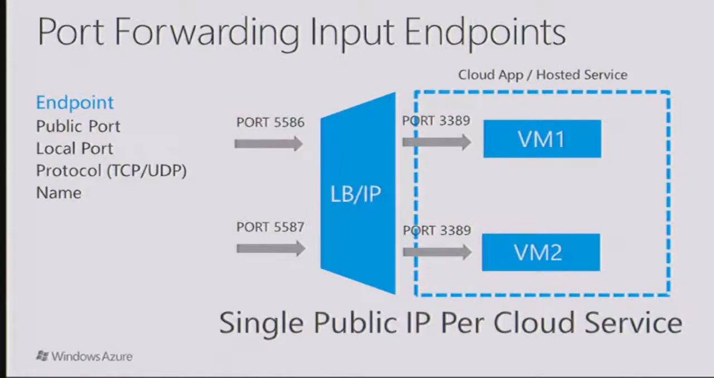Let's just imagine that we've got a request coming in from the internet, it hits the load balancer on port 5586. Then the load balancer maps port 5586 to a specific IP address, VM1's IP address, and port 3389. If we come in on port 5587, then the load balancer maps 5587, and it probably won't be these exact numbers, but numbers in this area, onto VM2's IP address and port 3389.